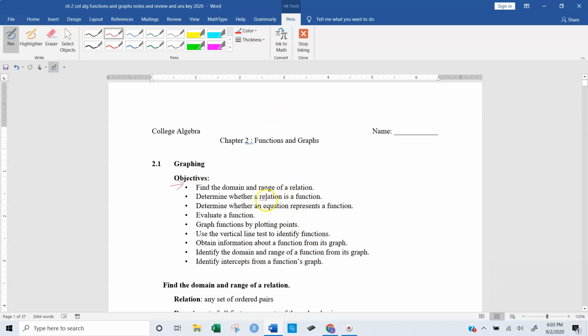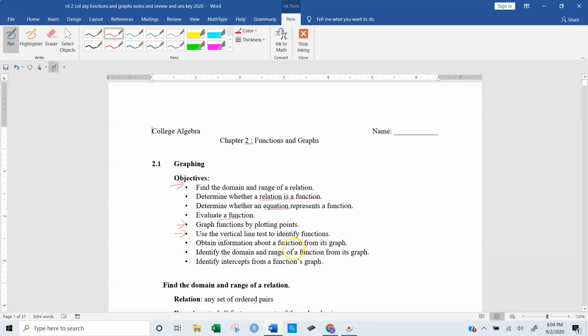I want to know if a relation is a function or not. Doesn't mean it's not a relation, just I want to know if the relation is a function. I want to know what the equation is. I want to evaluate, so plug in points. I want to graph by plotting points. I want to use a vertical line test. Remember, if it passes a vertical line test, it's a function.